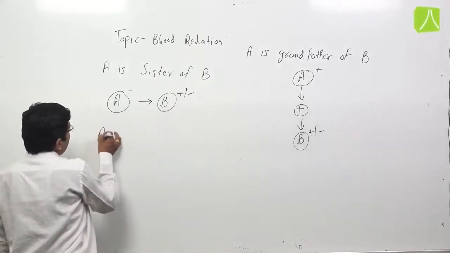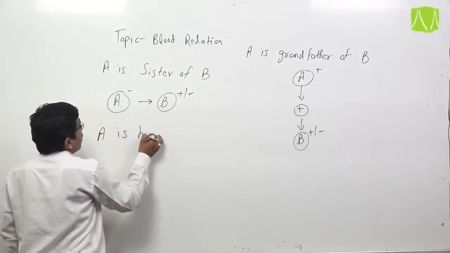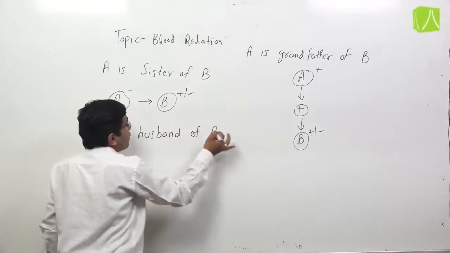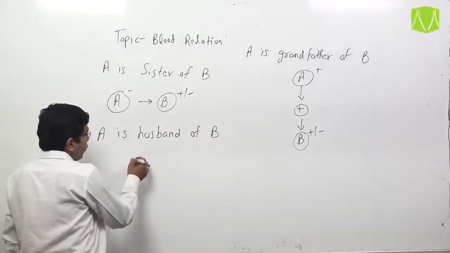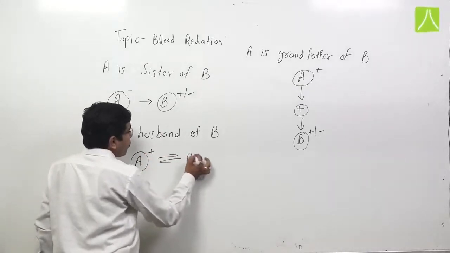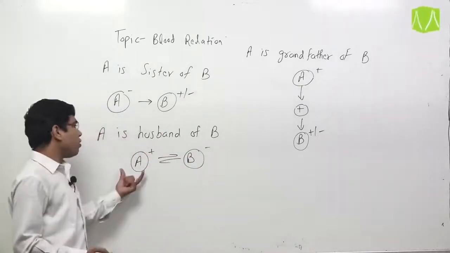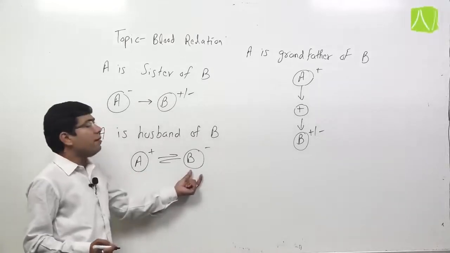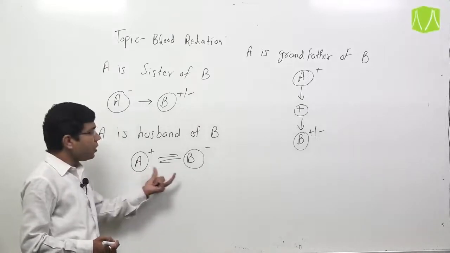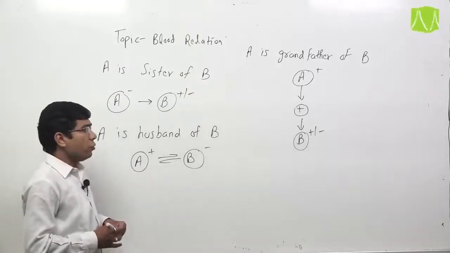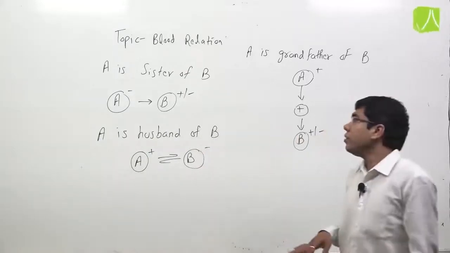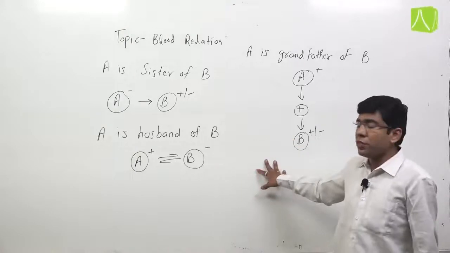Now last, A is husband of B. For the husband-wife relation we use a double arrow. A is husband of B means A is male and B is female surely. So these are some notations which are used according to the situation.